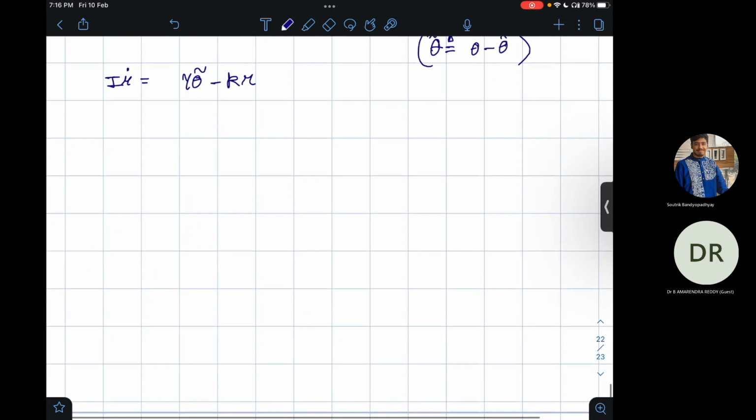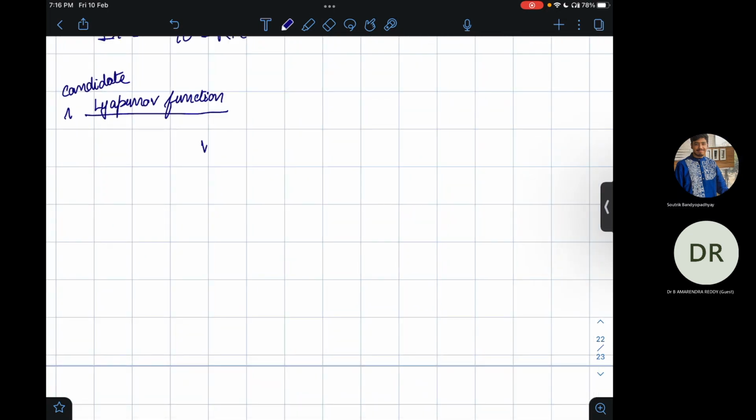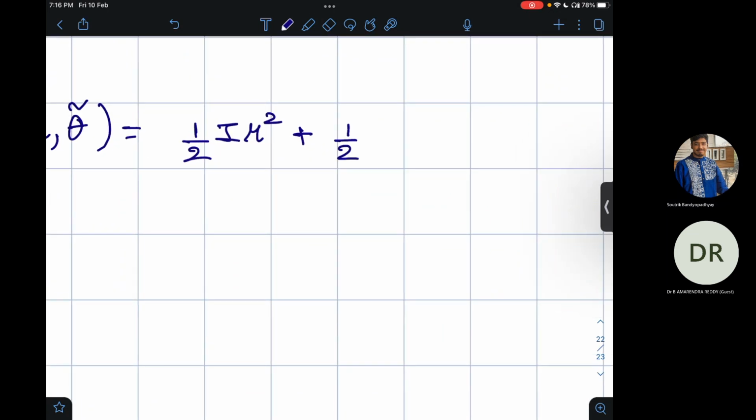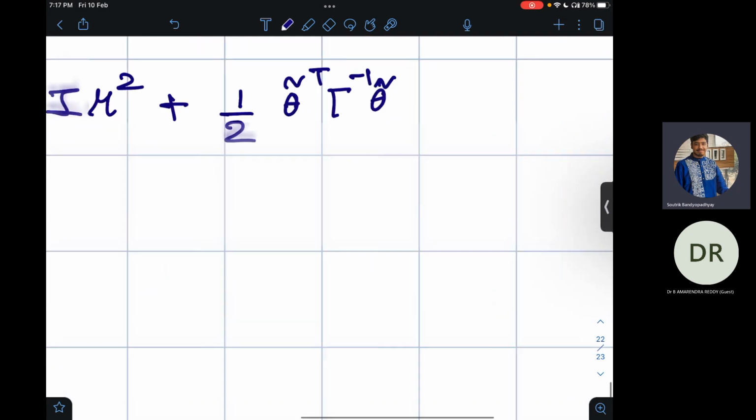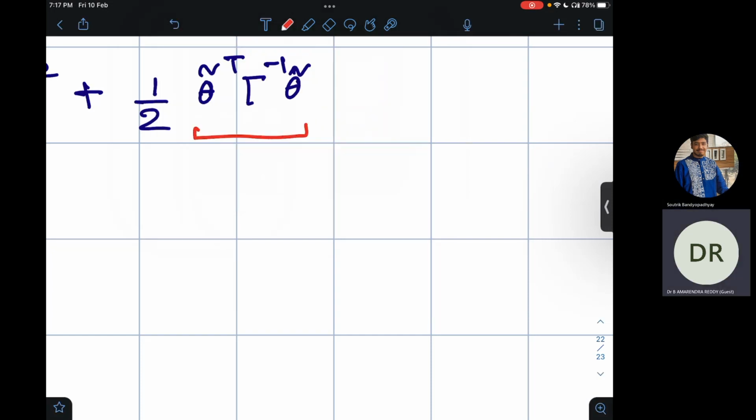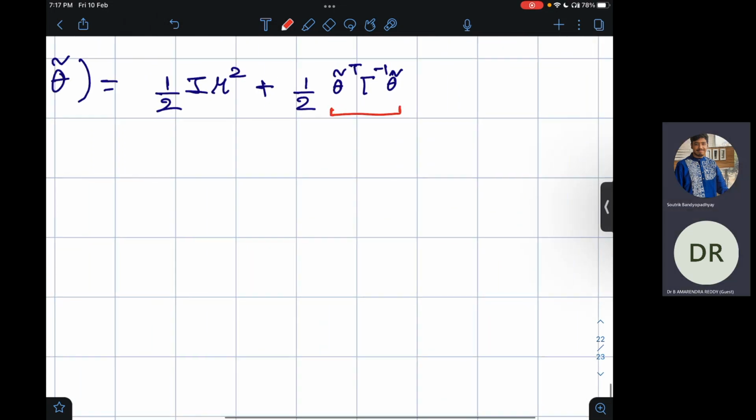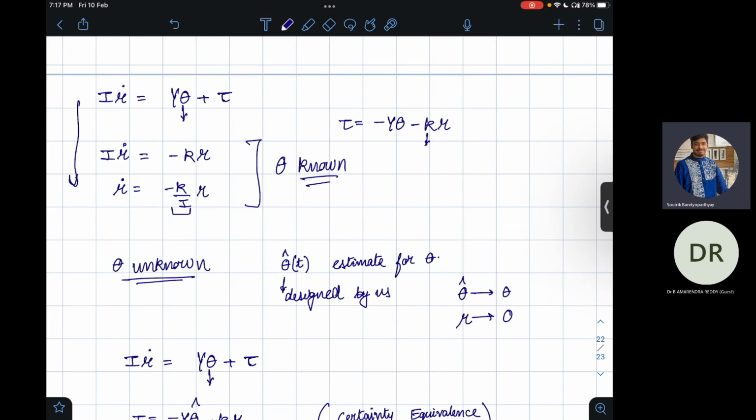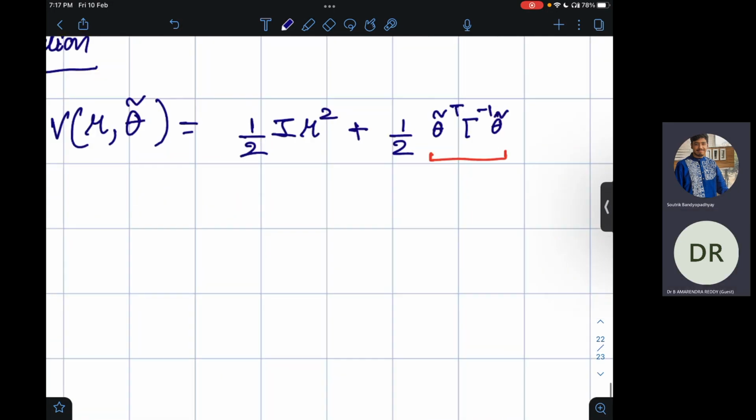Now let's look at a candidate Lyapunov function, which is V of r comma theta tilde is half I r square plus half theta tilde transpose gamma inverse theta tilde. Now, have you seen this kind of Lyapunov function earlier? So this adaptive control trajectory tracking you haven't studied, right? Okay, so it's a new thing then. Okay, good.